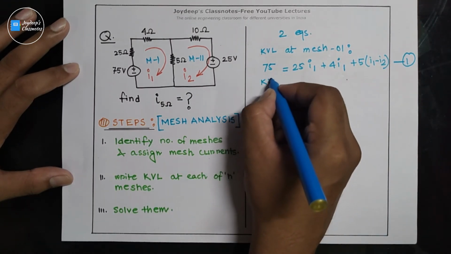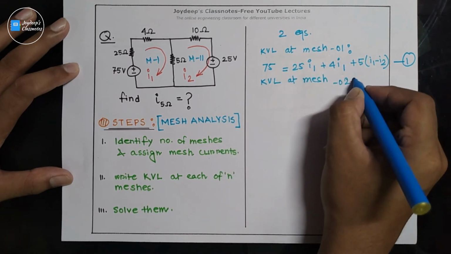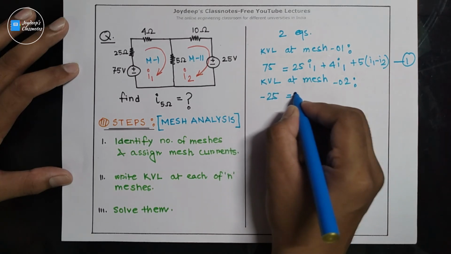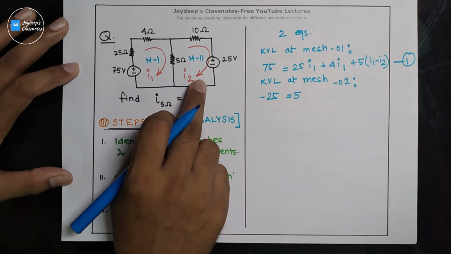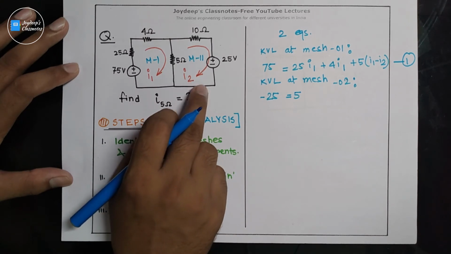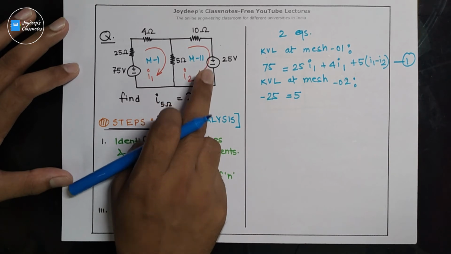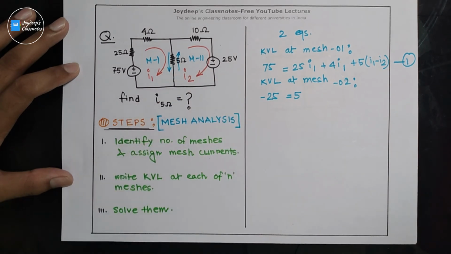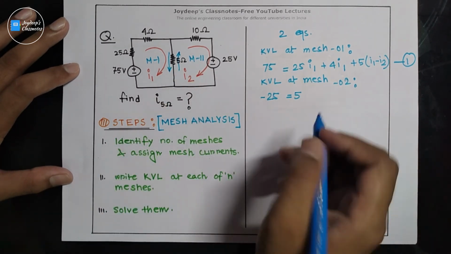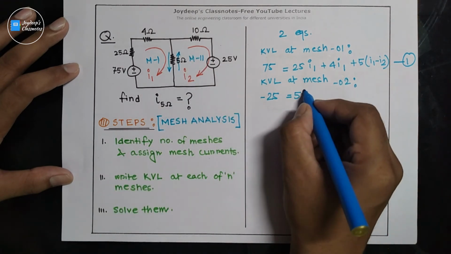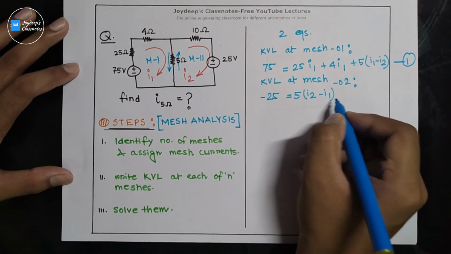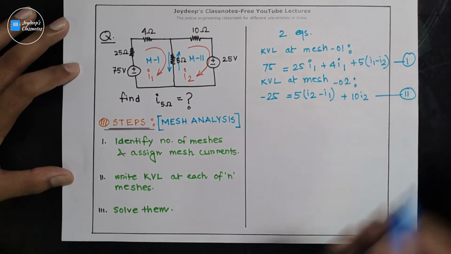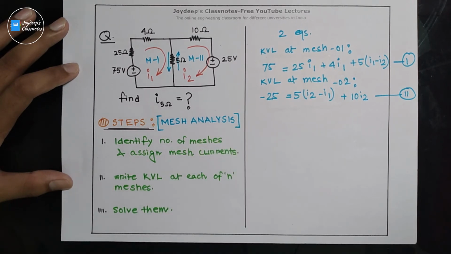Now KVL at mesh 2. It will be minus 25 is equal to, over here the current, as we are writing the KVL equation for this mesh 2, so over here we will assume I2 is largest. So I2 direction is upwards and I1 direction is downwards. So that is why the current flowing in this branch will be 5 of I2 minus I1 plus 10 I2. Clear? Now that's equation number 2. Now just solve these 2 equations.